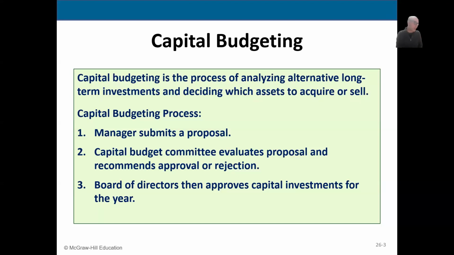So the way it works is through this short process. A manager submits a proposal to purchase or sell property, plant, and equipment. The capital budgeting committee gets together, evaluates this proposal, and then recommends to approve or reject it. Then the board of directors makes the ultimate approval of this budget for the year. So it's a three-step process when it comes to capital budgeting.